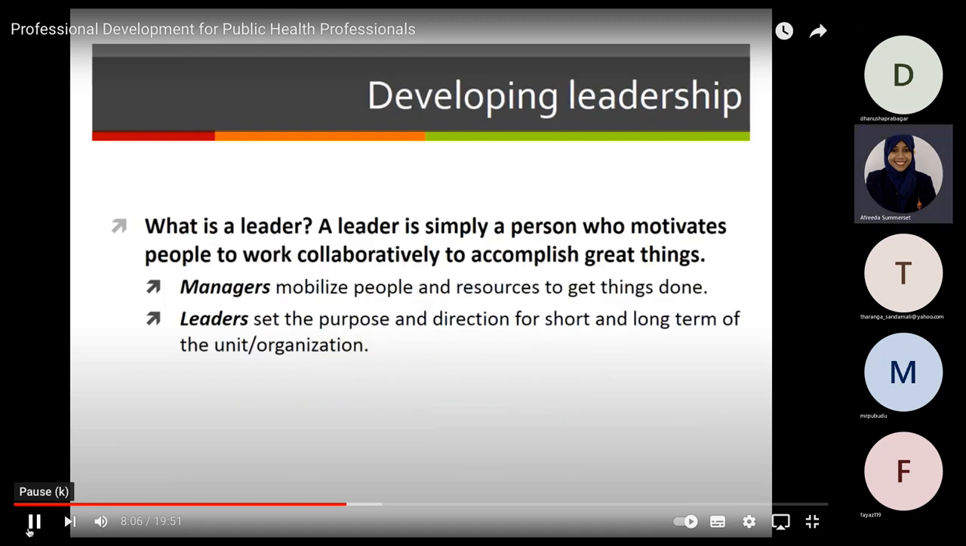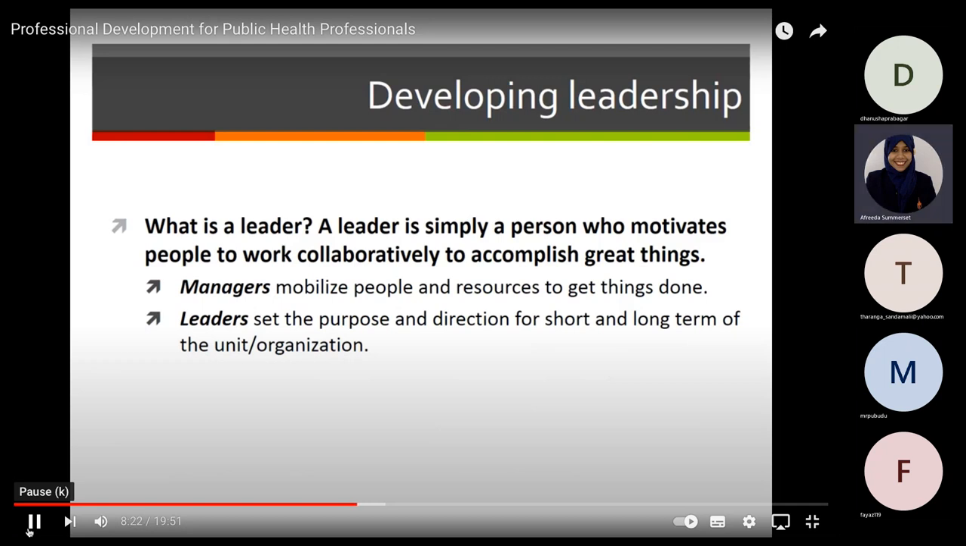So first, it's important to know what a leader is. A leader is simply a person who motivates people to work collaboratively to accomplish great things. I love that. You're motivating people to work together to accomplish great things.